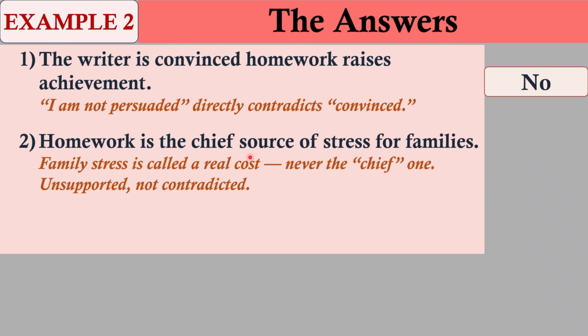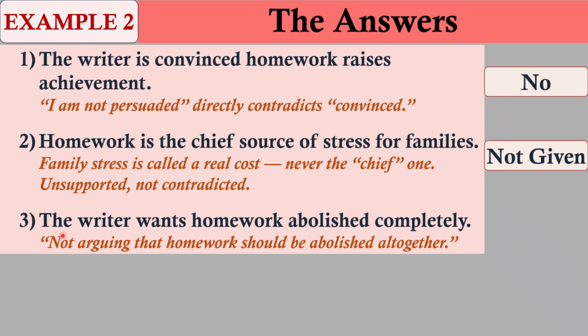Statement 2. Homework is the chief source of stress for families. The writer absolutely mentions family stress as a real cost. But do they call it the chief source? No. The statement modifies the writer's view by making it much more extreme. It is unsupported, not contradicted. That means it's not given. Notice how tempting it is to select no just because the claim feels too strong.